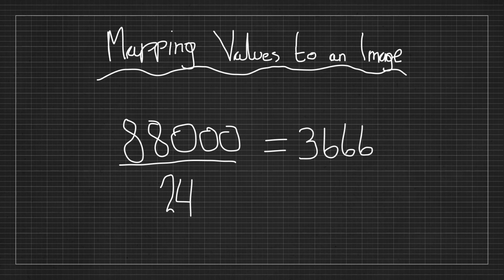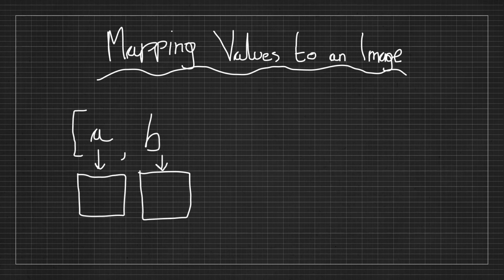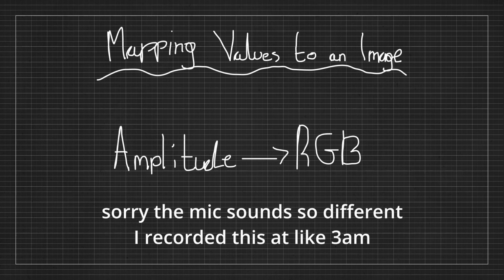So every 3,666 samples in the audio, we want that to map to 1 frame. A good way to do this is to sum them all together and get an average. So the average of the last 3,666 audio samples is the value for the 1 frame sample, if that makes any sense. Now we have this big list of amplitude values, and we want to map them to color values.